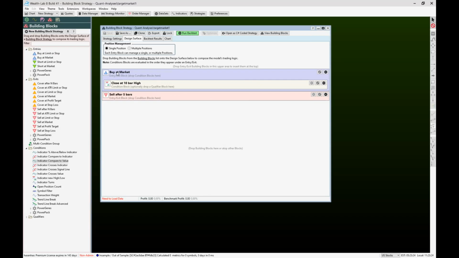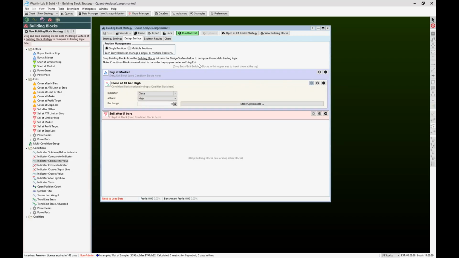I will explain you everything. Remember the puzzle pieces, the slide with the puzzle pieces. We have here our entry logic. Buy at market when, let's open this, when the close makes a 10 bar high. You can see here the indicator is the close at new high. Here high or low, we choose high, bar range 10. The close makes a new 10 bar high. That's our entry. So this, next block, different color, sell, this is our exit block, our exit puzzle piece. Sell after 5 bars, very simple, only time exit, nothing else. So this is our entry, check, this is our exit, check.